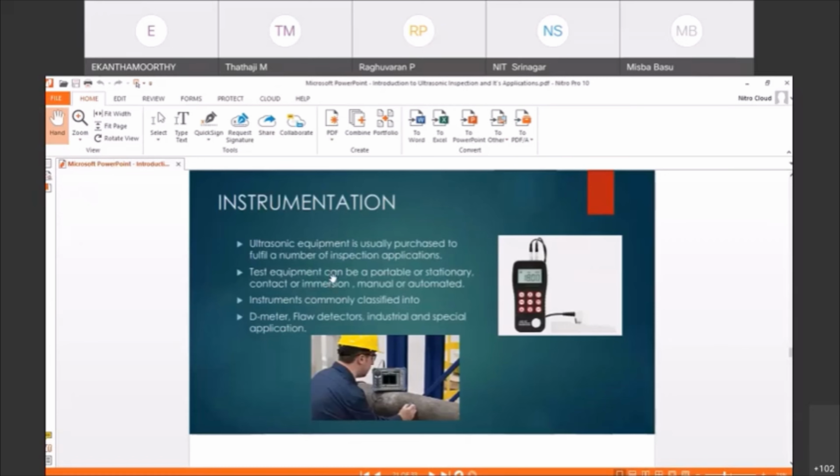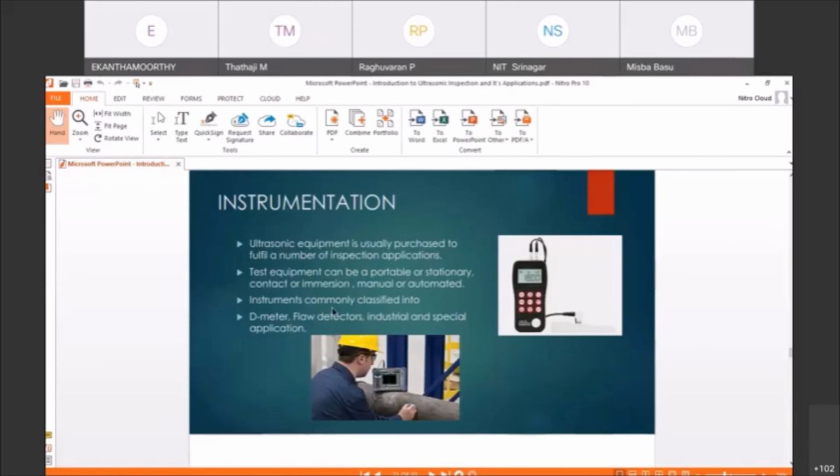Instrumentation. If you see, this one is the D meter, specially used for thickness measurements. It contains only a digital screen. It will not contain any scan data. This one is the ultrasonic flaw detector, an Olympus EPOCH 600, I think.